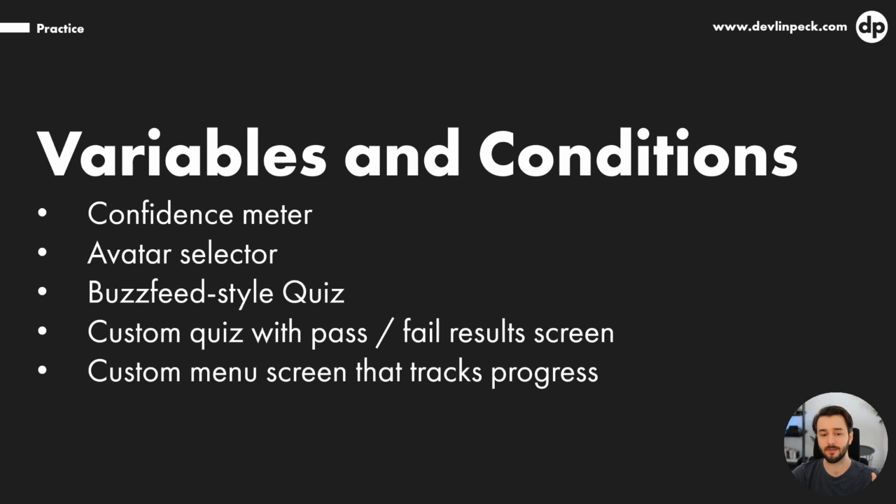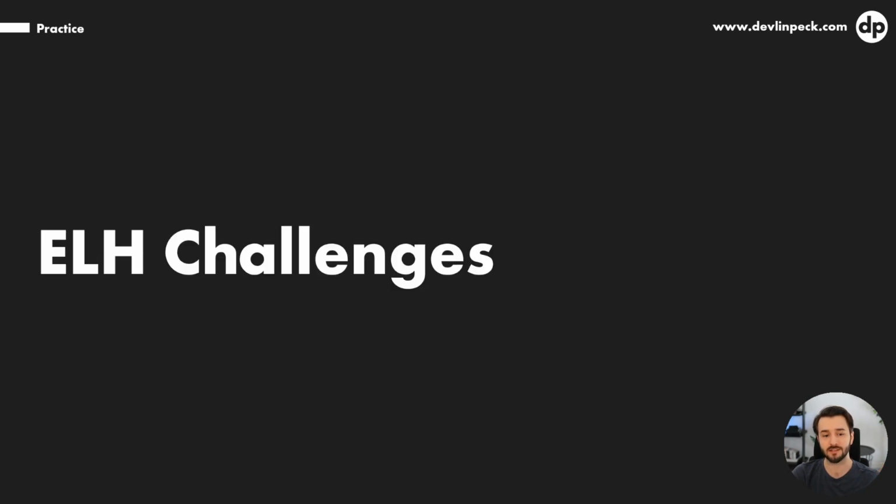Finally, take that custom menu screen to the next level and build a menu screen that tracks progress. So you would have a variable for these different slides about whether they're viewed or not, and then you'll change a state of that menu item, maybe adding a check mark next to it, maybe graying it out based on the value of that variable. So these are all very important projects.